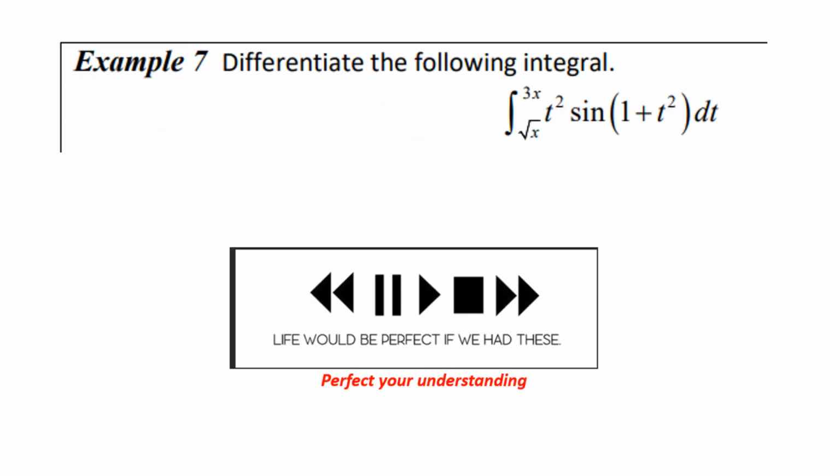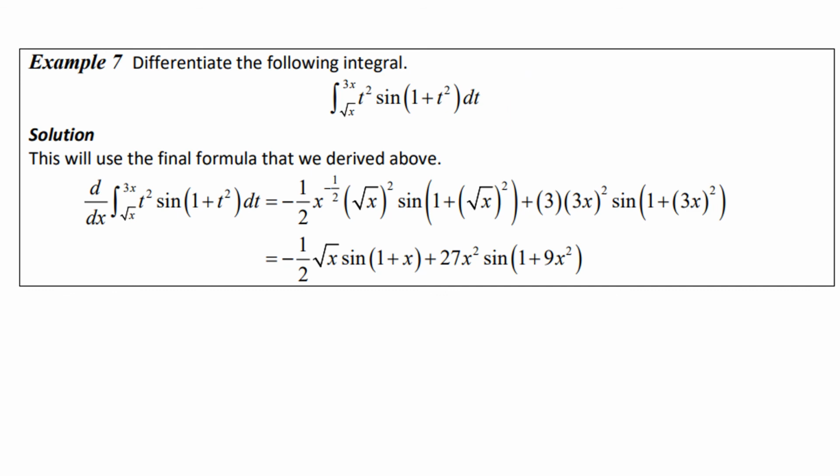Why don't you apply that formula to this, and take the derivative of this expression. Let's see how you did. All right, when you simplify this, you should have gotten minus 1/2 the square root of x times the sine of 1 plus x and plus 27x squared sine of, and this is 1 plus 9x squared.